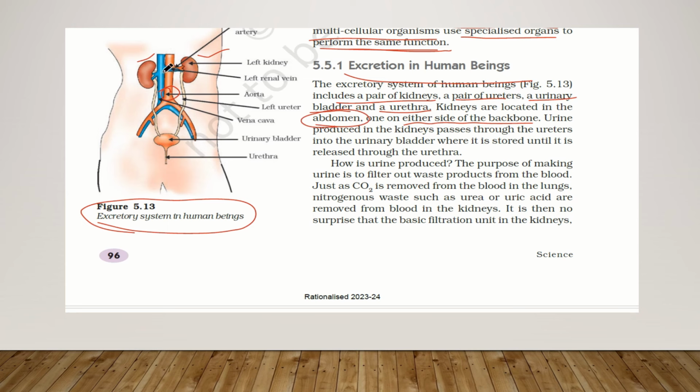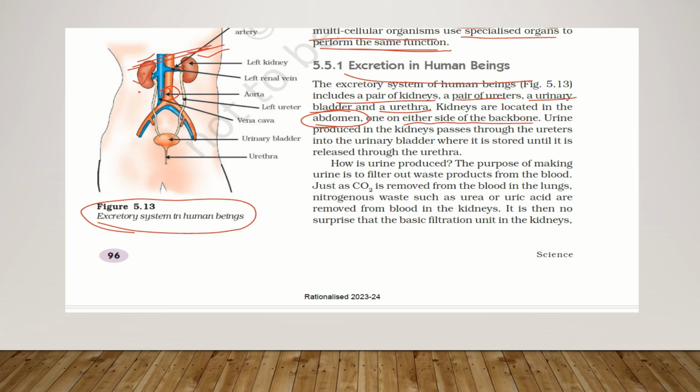Now you can see the left kidney and the right kidney, their positioning is a bit different. The right kidney is slightly higher and this one is slightly lower. So the positioning is different. This is actually due to the space in the abdominal cavity, they are placed in that way.